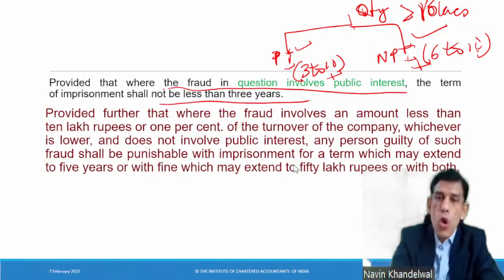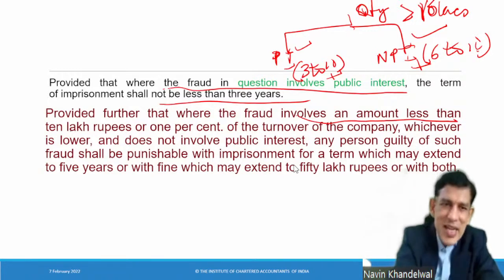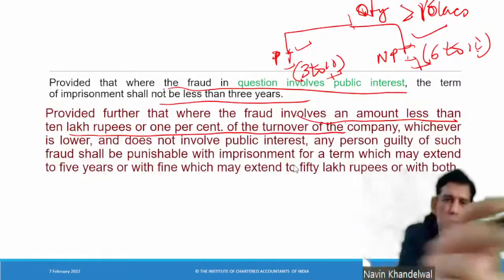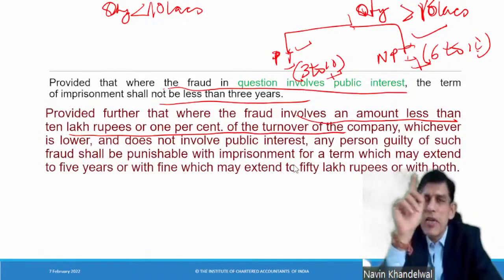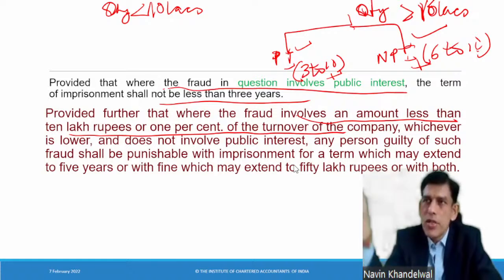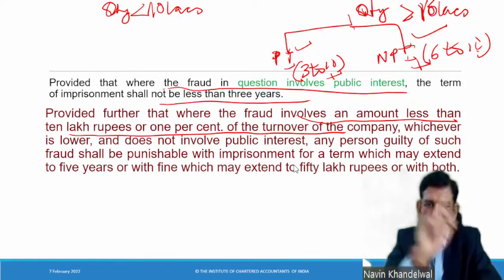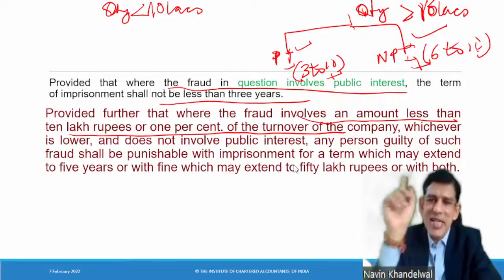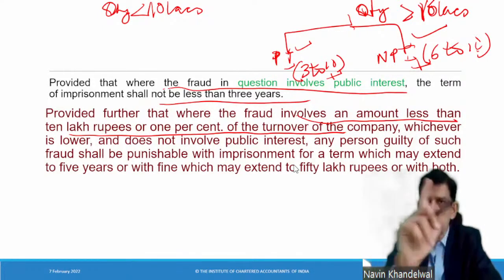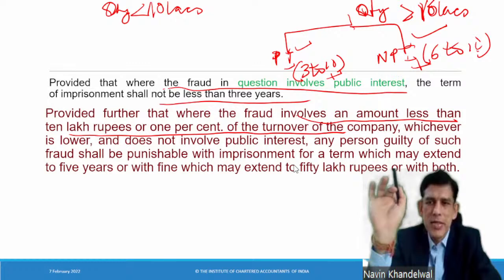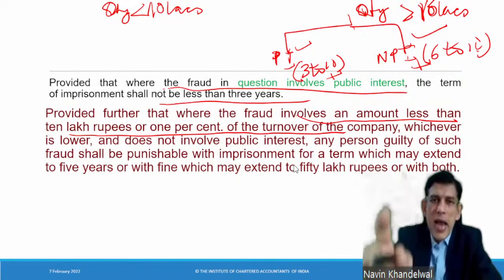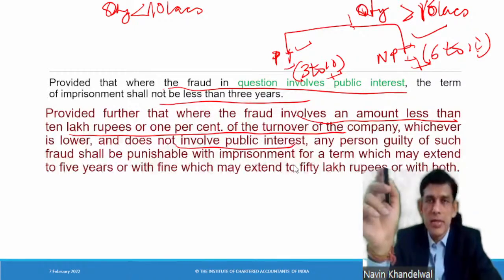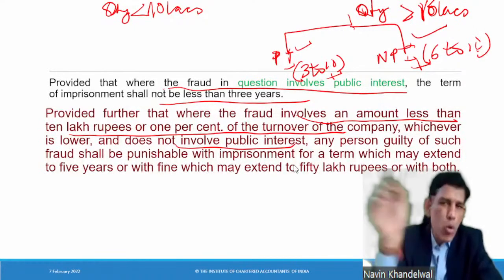Provided further that where the fraud involves an amount less than 10 lakh rupees or 1% of the turnover. So now the quantification is less than 10 lakh. So the initial segregation will come from quantification: more than 10 lakhs, less than 10 lakhs. So if the amount involved is less than 10 lakhs or 1% of the turnover, whichever is less, and there is no public interest.